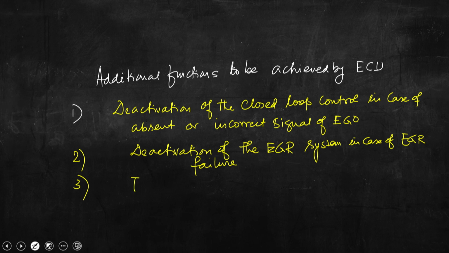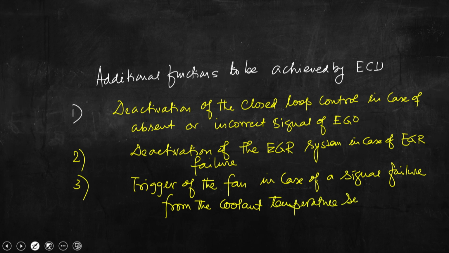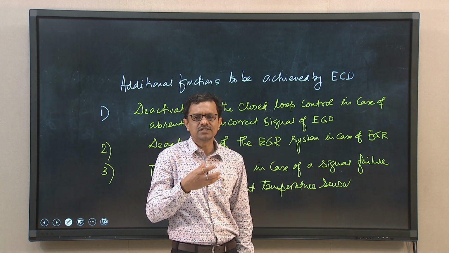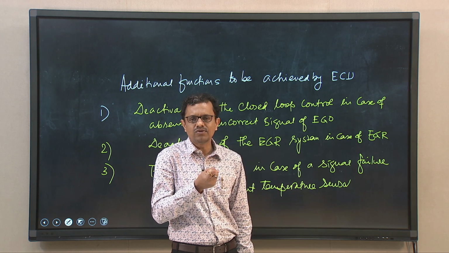trigger of the fan in case of a signal failure from the coolant temperature sensor. As I told you, the cooling water jacket will be equipped with one sensor, and that sensor would be solely responsible to give some input signal to the ECU about the temperature of coolant, whether the coolant is receiving adequate amount of heat from the engine block or not.